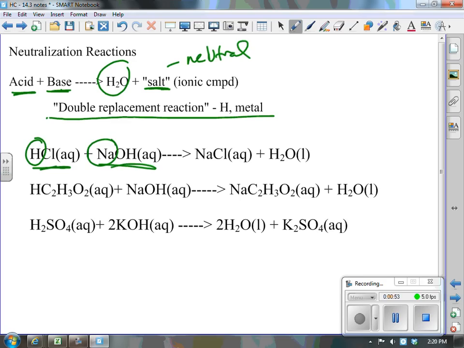Sodium and hydrogen trade places. We get Na with Cl. That is an ionic compound that's aqueous that we call a salt. And then we get H's bonding with OH's, which is water.